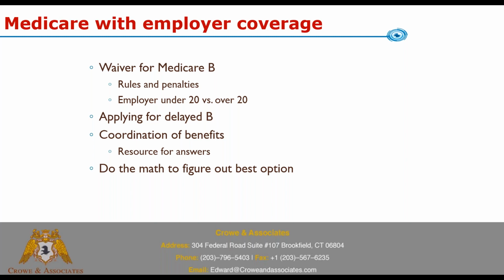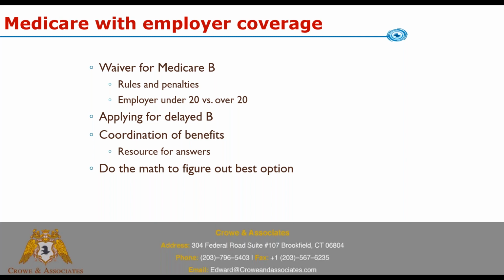So we'll talk about valid waivers for Medicare Part B. That goes hand in hand with Medicare and employer coverage. Rules and penalties: employers of under 20 employees versus employers of over 20. That's important. Applying for delayed Part B, because that comes around, is usually something you need to work with your clients and prospects on. We'll talk about the actual coordination of the benefits, and a resource you can use for specific answers, which you'll see are not easy to get actually.